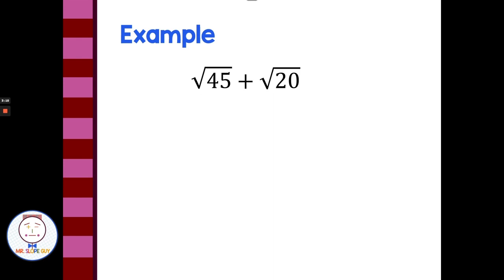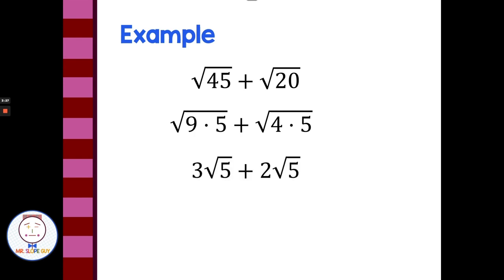And what factors do we have from that list for 20? Well, the largest one on that list is 4. The only one on that list is 4. So we're going to break these radicals down, 45 to 9 times 5, and 20 to 4 times 5. The square root of 9 is 3. The square root of 4 is 2.